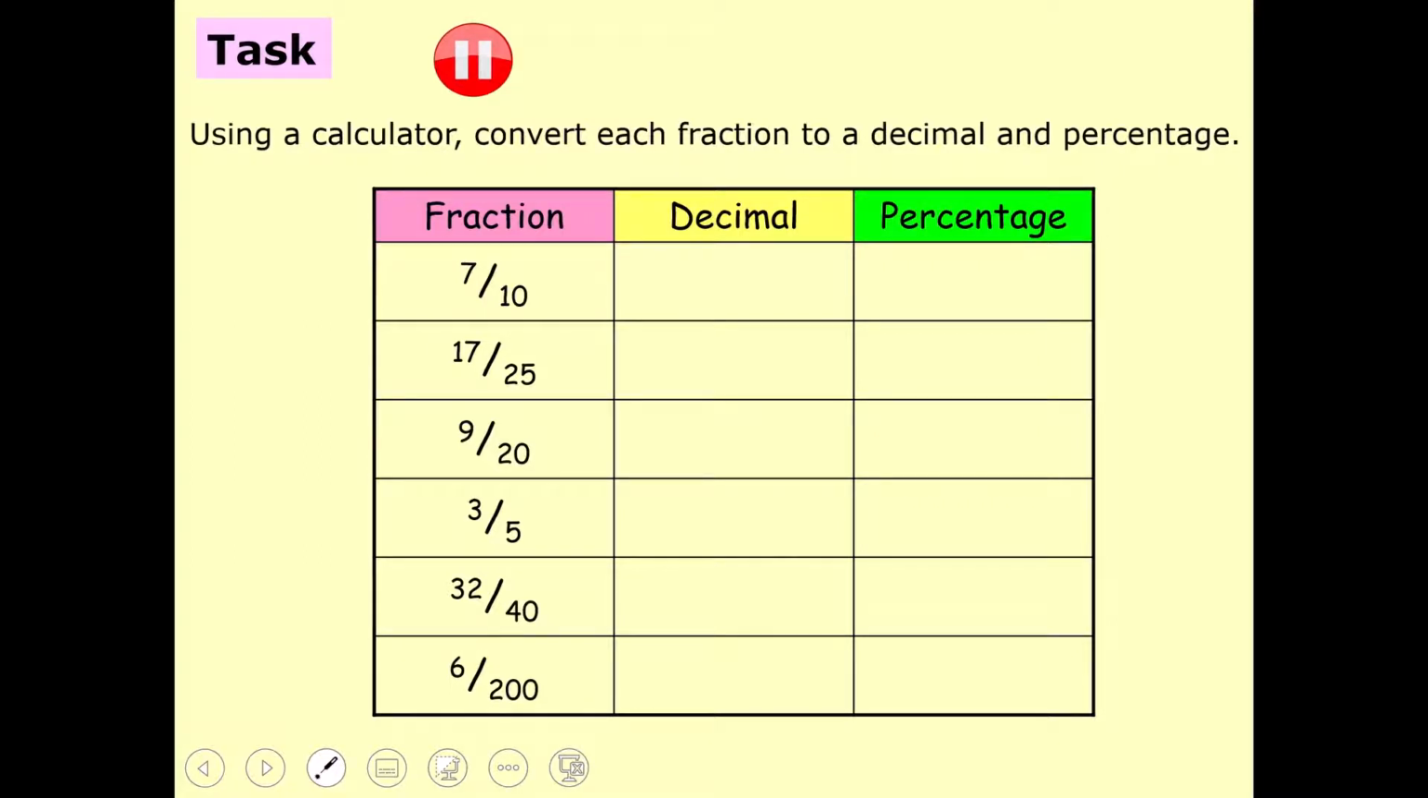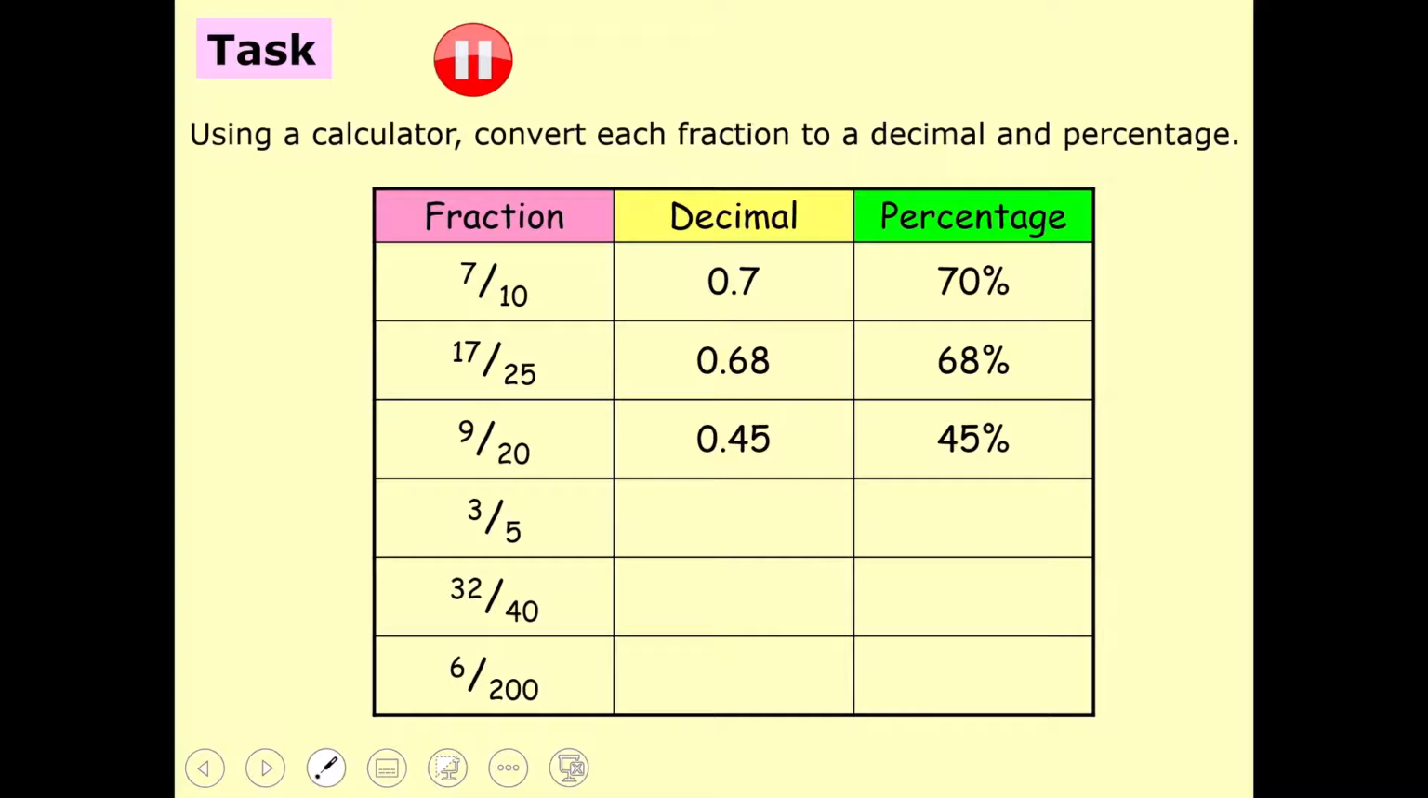Okay, so first one, 7 over 10. You can use your calculator to do 7 divided by 10 to get 0.7, and then multiply that by 100 to get 70%. Second one, 17 over 25. So you do 17 divided by 25 to get 0.68. Multiply that by 100 to get 68%. Then 9 over 20. So you're going to do 9 divided by 20 to get 0.45. Then multiply that by 100 to get 45%.